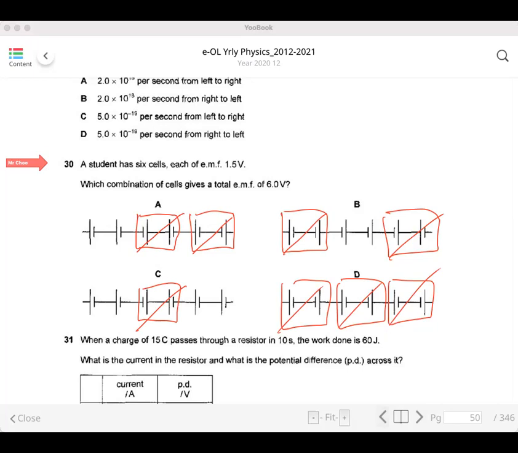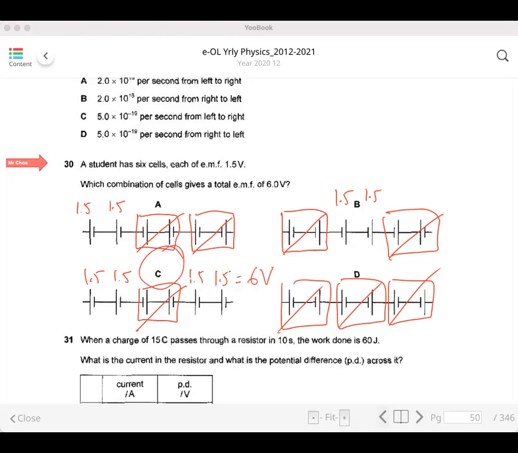From here, can you see what's the answer? Okay, Oscar, well done. Ryan, well done. Okay, so this is 1.5 plus 1.5. This is 1.5 plus 1.5 plus 1.5 plus 1.5 equal to 6 volt. Okay, the answer is C.